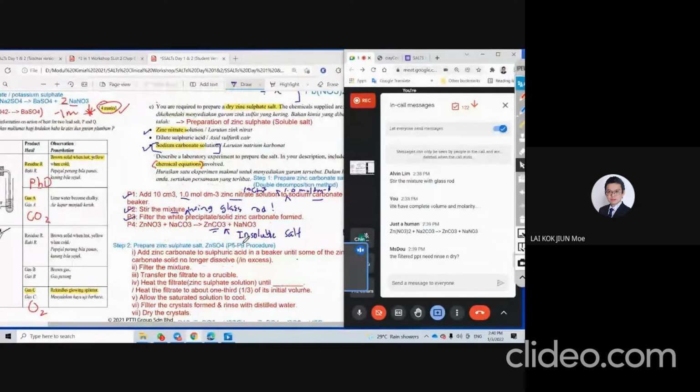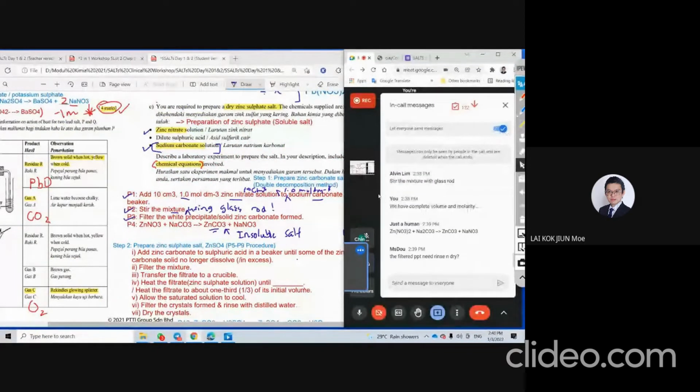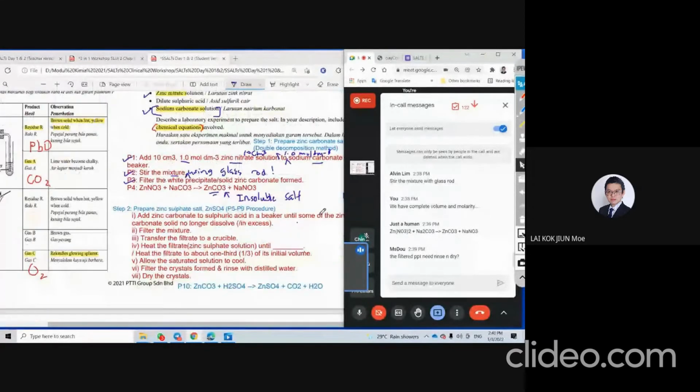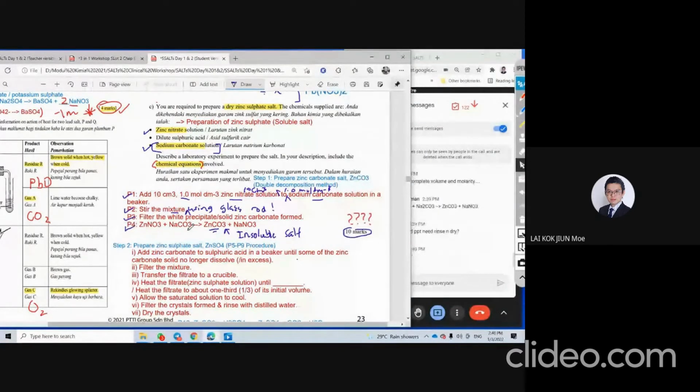Okay, so continue here. You want to filter it, you want to rinse it also can, no problem. You can rinse it, you can dry it, it's okay. Because this one is not yet the final product. The final product must have it. So they never count for the marks here. Doris, this equation is good enough to get the marks.